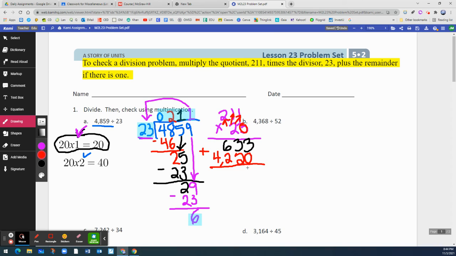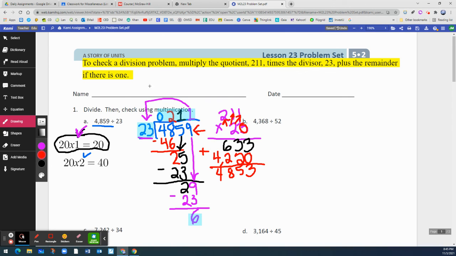3 plus 0 equals 3. 3 plus 2 equals 5. And 6 plus 2 equals 8. And 4 plus 0 equals 4. Now, this number must be the same thing as this number. However, it is not this number yet. And here's the reason why.